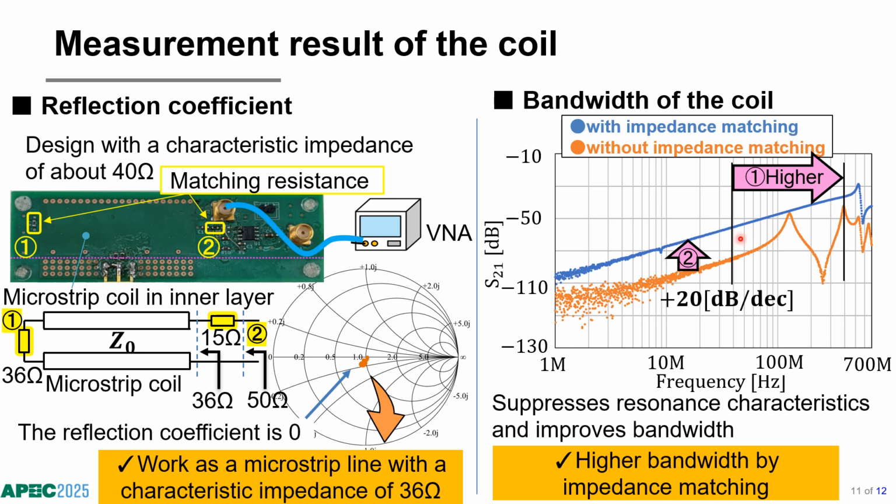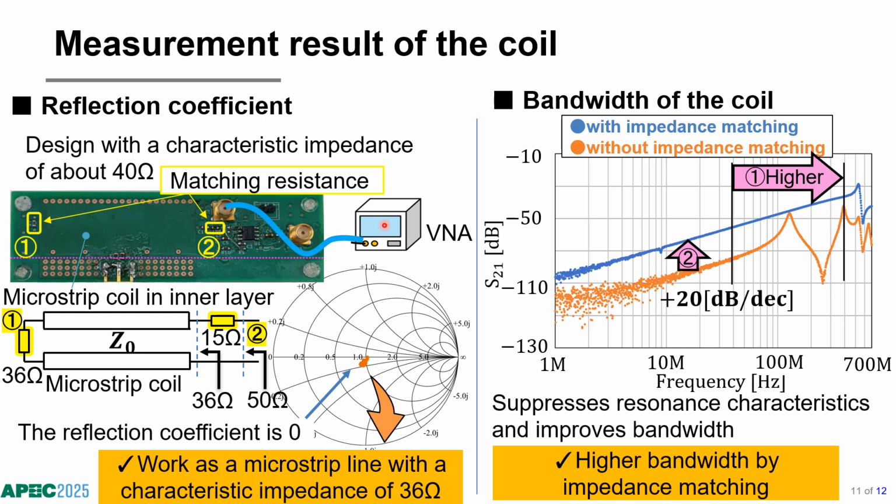And this graph shows the frequency characteristics measured by the network analyzer. The orange shows the result without impedance matching, and the blue shows the result with impedance matching. By impedance matching at points 1 and 2, resonance characteristics are suppressed and the high bandwidth is improved, and there is also a gain increase.